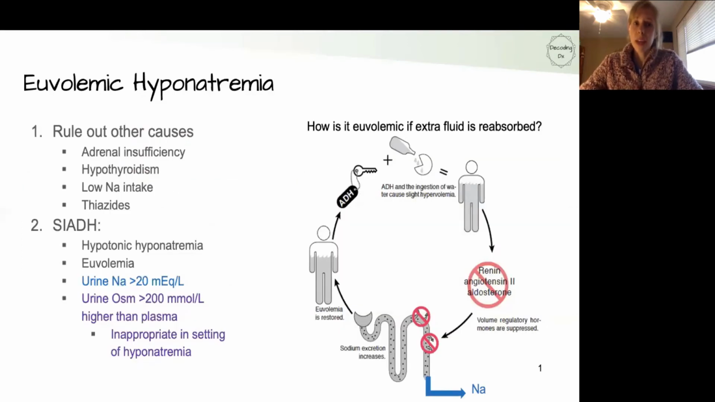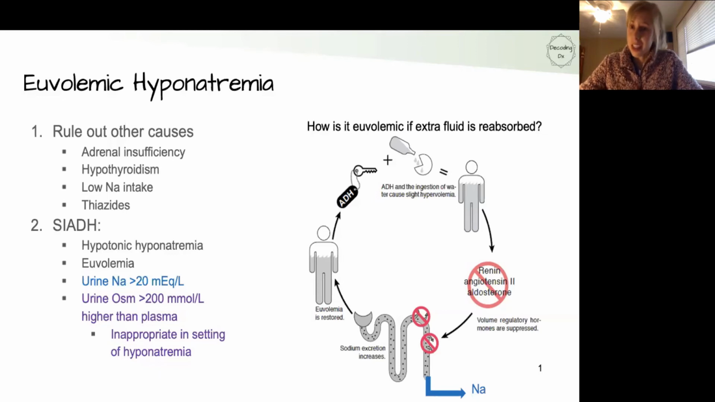Next up is euvolemic hyponatremia. The first step in this is to rule out other causes. So a TSH always has to be ordered. Figure out if your patient is hypothyroid or not, because that is a whole different ballgame. Also, some mild adrenal insufficiency. So we're not talking adrenal crisis here, but non-crisis adrenal insufficiency can lead to a euvolemic hyponatremia because of the pathophys of that disease.